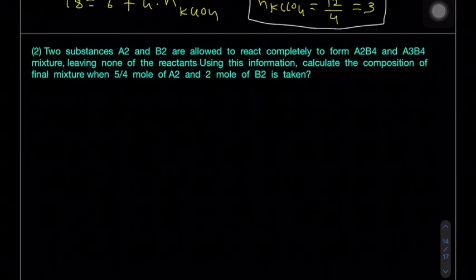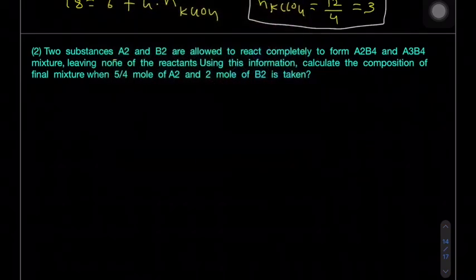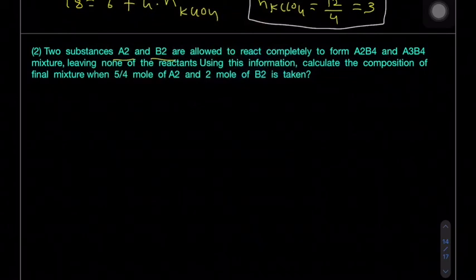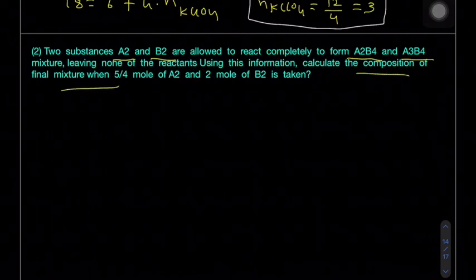Two substances, A2 and B2, are allowed to react completely to form A2B4 and A3B4, leaving none of the reactants, that means both are completely consumed. Calculate the composition of the final mixture, if 5/4 moles of A2 and 2 moles of B2 are taken.